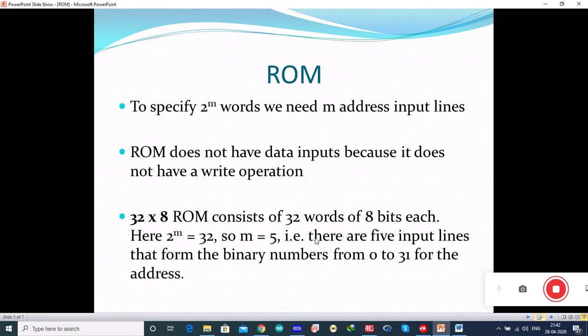For example, consider a 32 by 8 ROM. It consists of 32 words of 8 bits each. Here 2^m is equal to 32, that is m equals 5. It means that there are 5 input lines that form the binary numbers from 0 to 31 for the address.